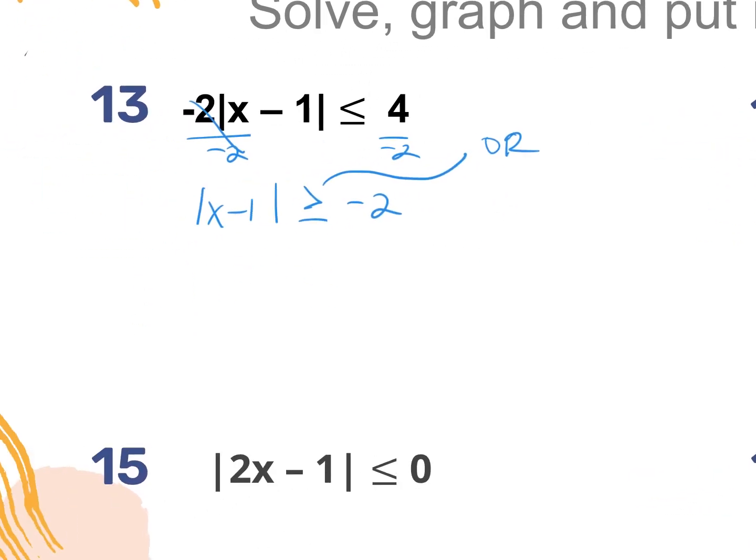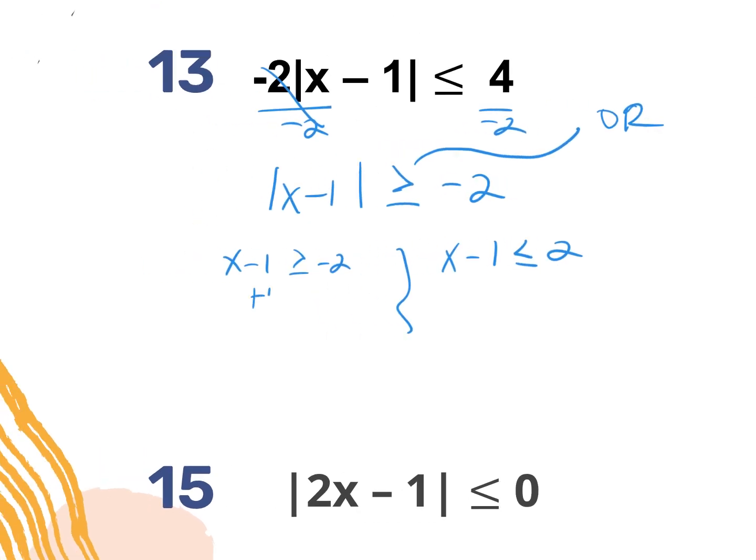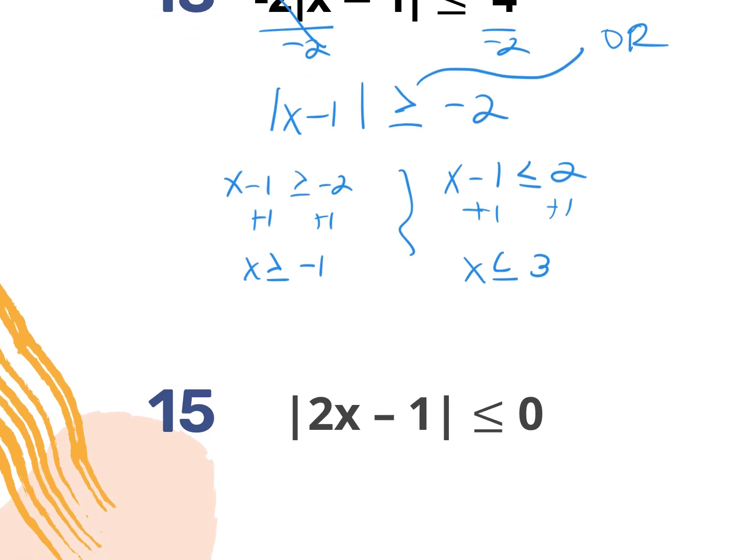So let's go ahead and go through our process of solving. X minus 1 greater than or equal to negative 2. And then I have x minus 1 less than or equal to positive 2. Agreed? Okay. So I'm going to add 1 to both sides. I have x is greater than or equal to negative 1. Add 1 to both sides. I have x is less than or equal to what? 3. Everybody with me? Okay, so let's go ahead and graph.